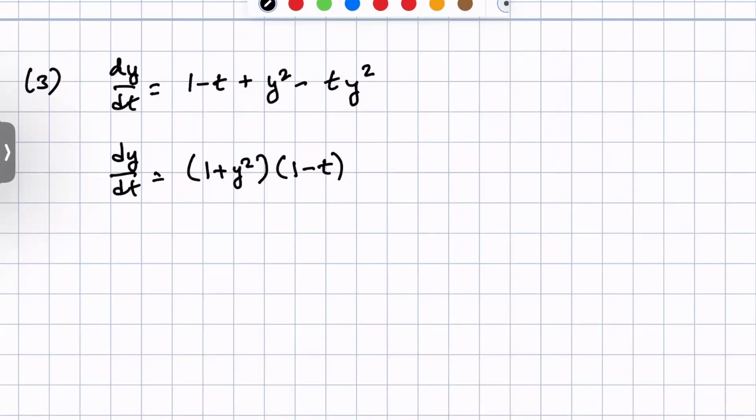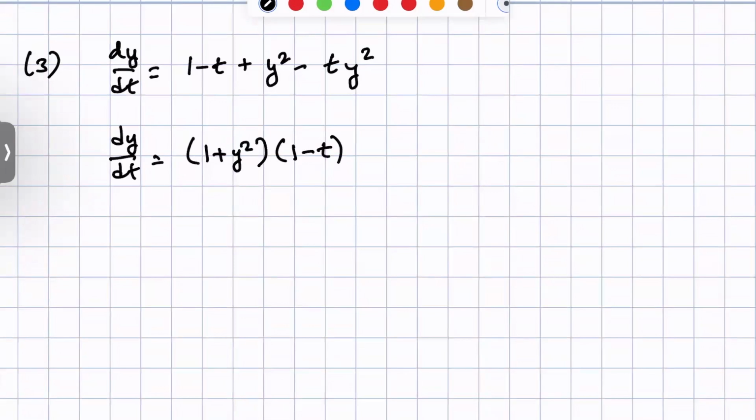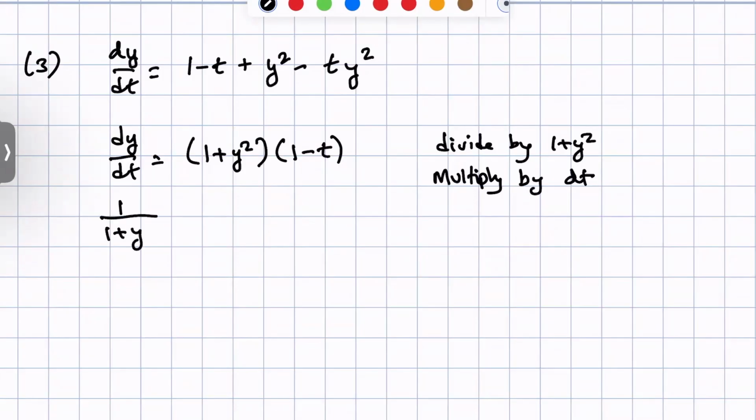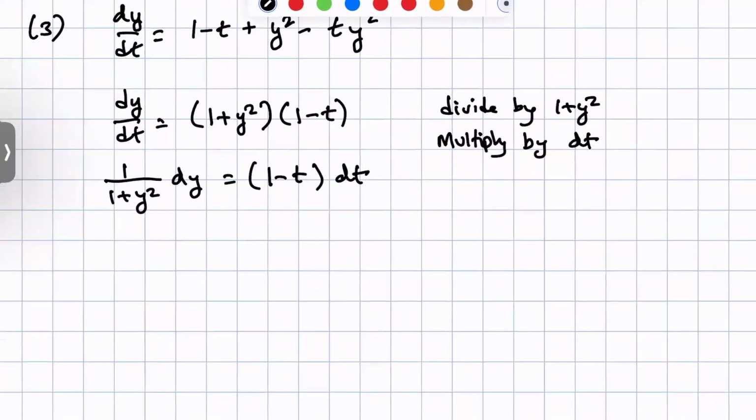Now, this puts us exactly into a separable environment because I can divide by 1 + y^2, and I can multiply by dt. So I can move all my y's over here, and I can move my t's all the way to the right. And so now I have all the y's on one side and all the t's on the other side. I'm in a position to integrate.